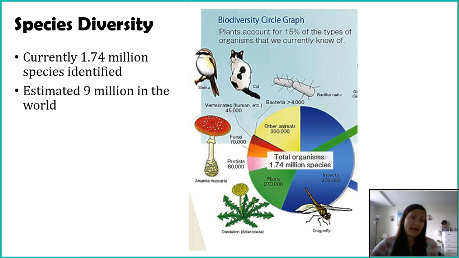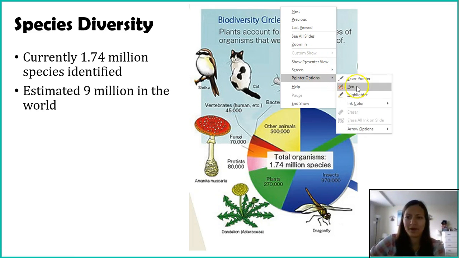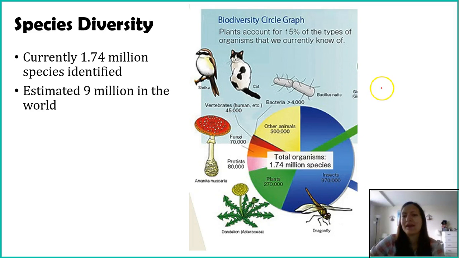Now, although we think there's about 1.74 million, or we know there's 1.74 million, we think there's actually a lot more than that. We think there's about 9 million species. So we have still left to discover 7 million species around the world. Now you might be wondering, how do we get that number? Where did this 9 million come from? It actually comes from some studies that are probably no longer legal now, but they're fascinating studies.